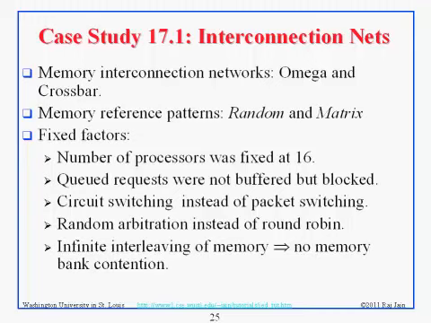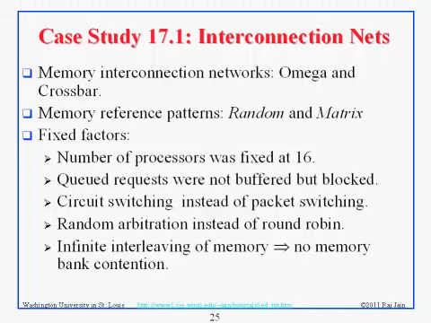So, they fixed the number of processors at 16. Obviously, the interconnection networks are used to connect multiple processors and multiple memories, right? So, the number of processors was fixed at 16. The queued requests were not buffered but blocked. Circuit switching was used, not packet switching, and random arbitration.